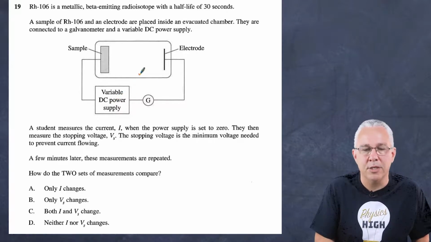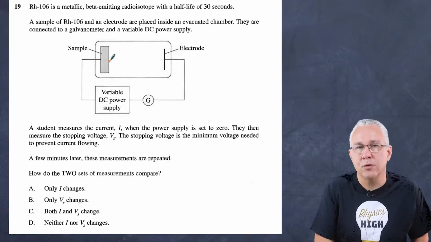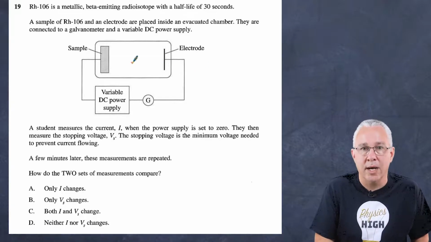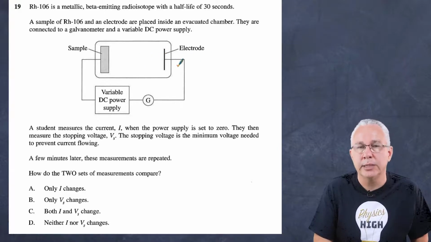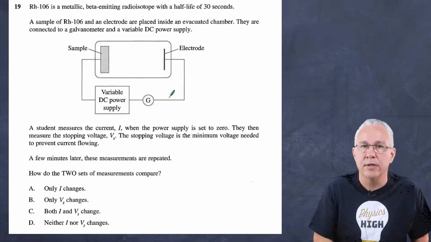Now, what happens over time? The fact is that there is a half-life, so the rate of electrons going across is going to decrease. Why? Because of the radioactive decay. That means the number of beta particles moving across will decrease. So as a result, the electrons will decrease, and therefore the current is going to decrease over time.